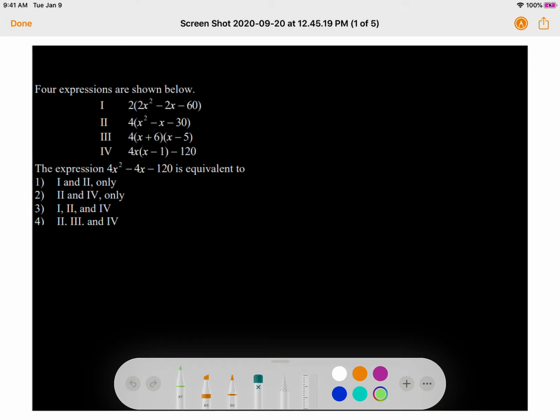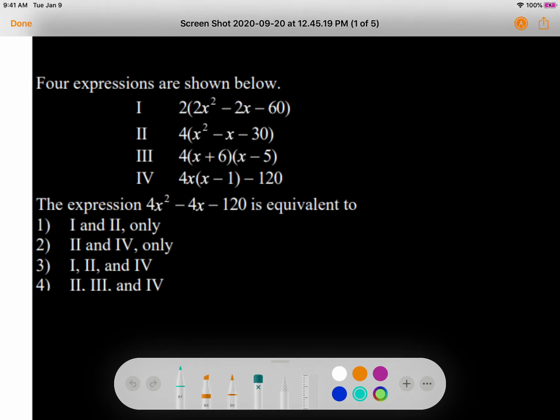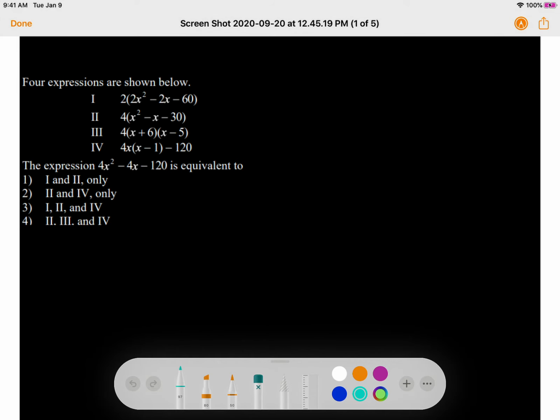Let's go over this problem. Four expressions are shown below. So Roman numeral 1, 2(x squared minus 2x minus 60). Number 2, 3, and 4. The expression 4x squared minus 4x minus 20 is equivalent to what? Remember, the word equivalent just means is it equal? And these are all expressions below. They have no equal sign.